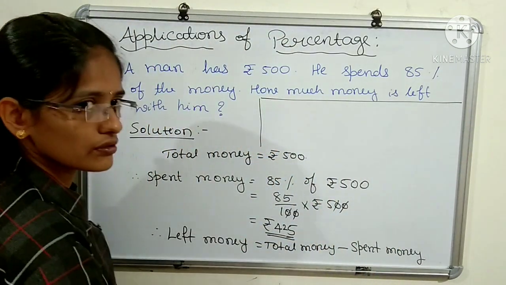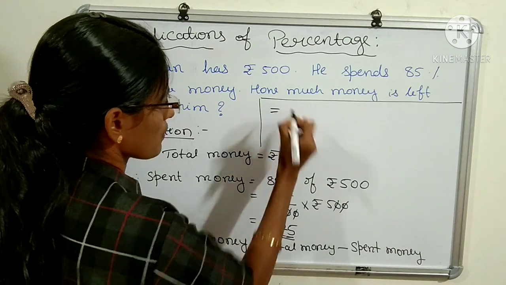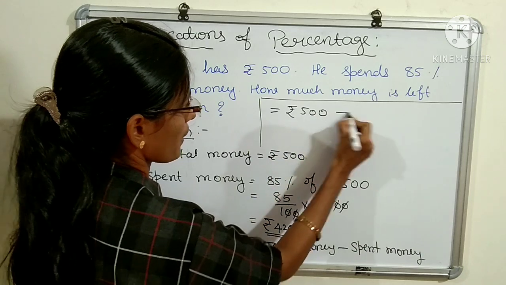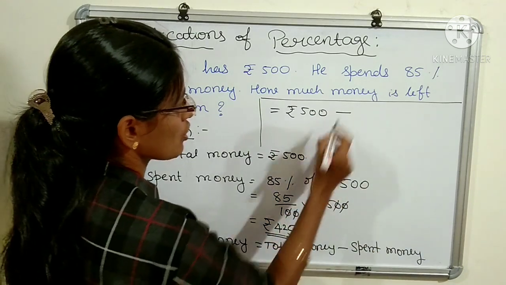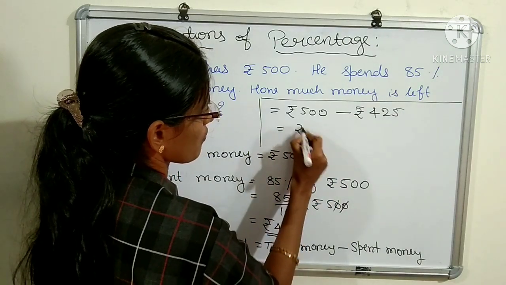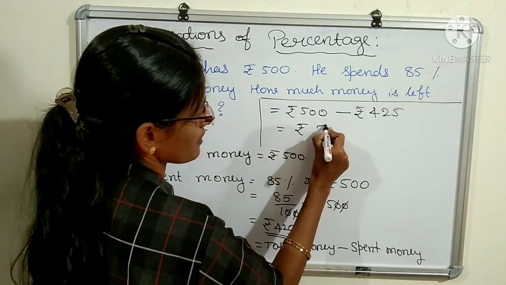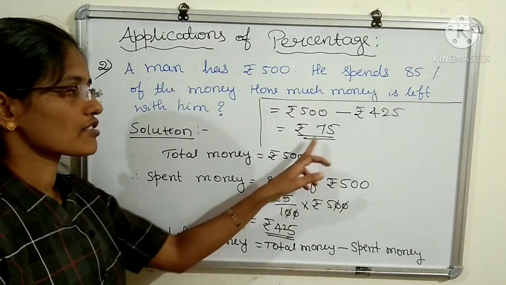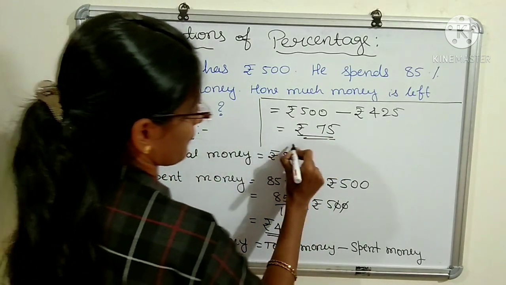You can continue there itself. Equals total money how much? Rupees 500 minus spent money rupees 425. Therefore, answer is how much? 500 minus 425 is 75. So, the left money is rupees 75.